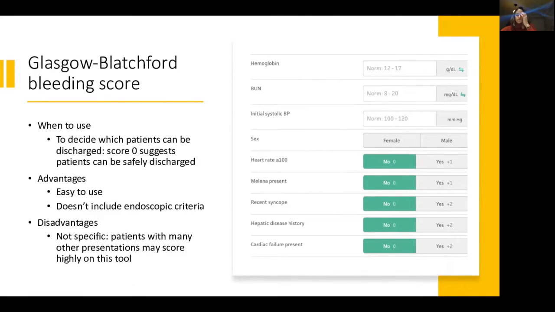worsening and for complications. So if a patient is scoring 0, then they can probably be safely discharged because it means that they're not tachycardic, their blood pressure is holding, their hemoglobin's fine, and they don't have any history that predisposes them to complications of upper GI bleeds. So it's a very sensitive and not very specific tool.